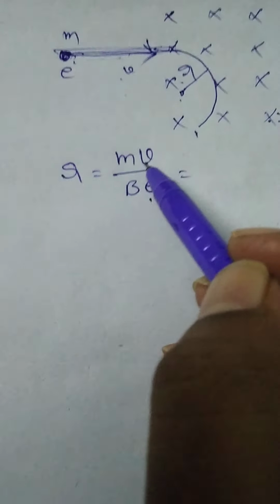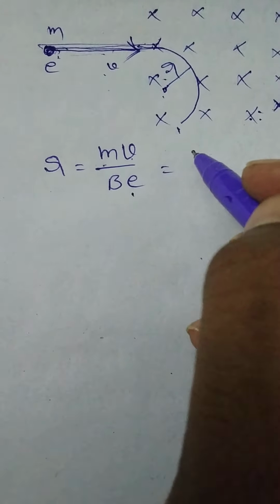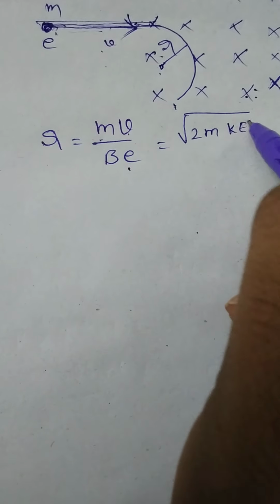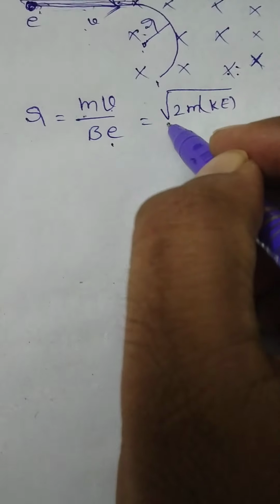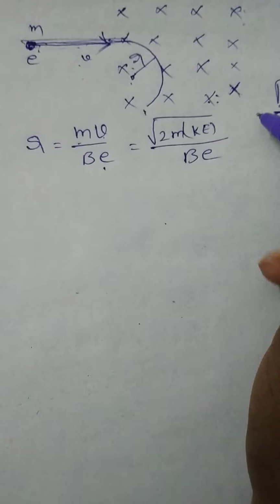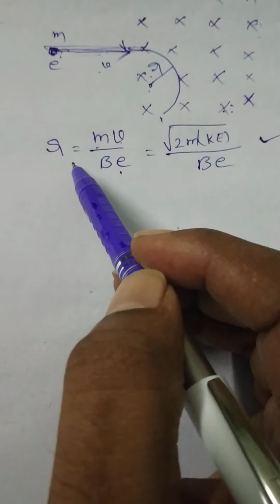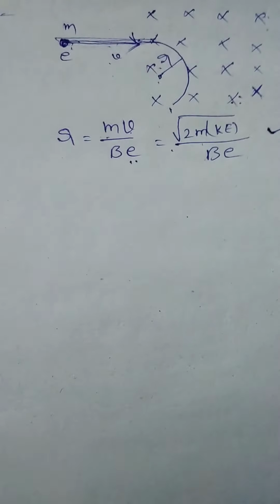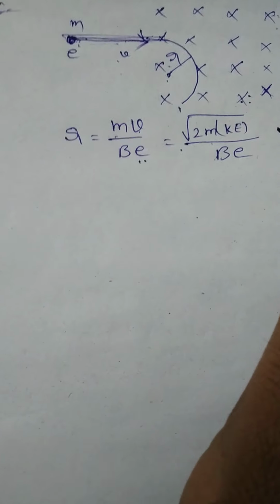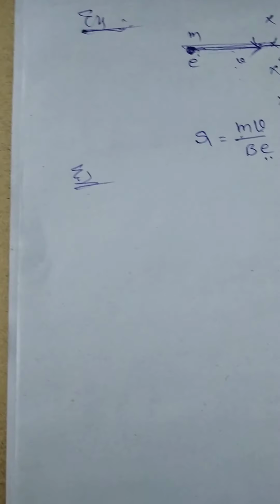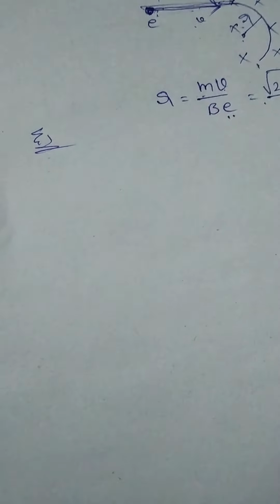Again, you know, m into v is equal to momentum. Momentum is also equal to root of 2m into kinetic energy, the relation between momentum and kinetic energy. So keep this formula only. R is equal to mv by BE, or this is equal to root of 2m into KE by BE. Enough. Okay? Right.